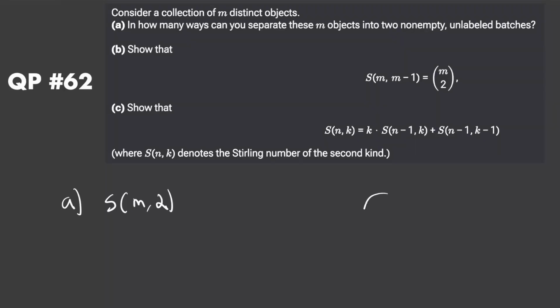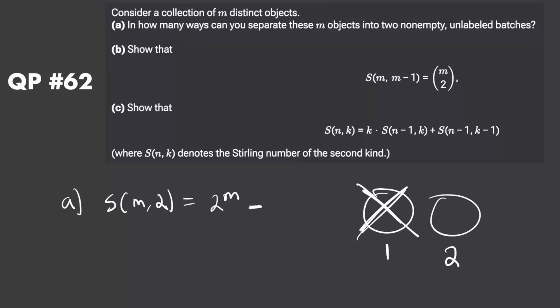So we're splitting into two unlabeled sets. First we're going to treat them as distinct, as if this were 1 and this were 2. Now we have m distinct elements to place into two distinct subsets, so there's going to be 2 to the m ways of doing that. But with Stirling numbers, we're concerned with non-empty and unlabeled batches, so we're going to use inclusion-exclusion, just like we've been doing this whole time.